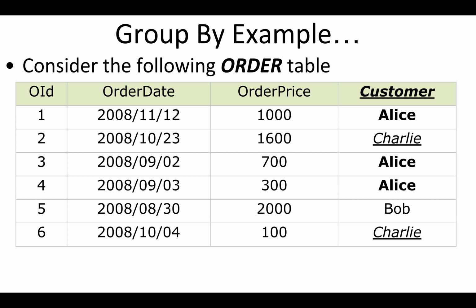So here's a couple of examples on grouping by. Say the customer, and so there are three distinct groups. These three records are part of the Alice group. These two records are part of the Charlie group, and Bob is all by himself. He doesn't have anybody else that is also Bob, so he's his own group.